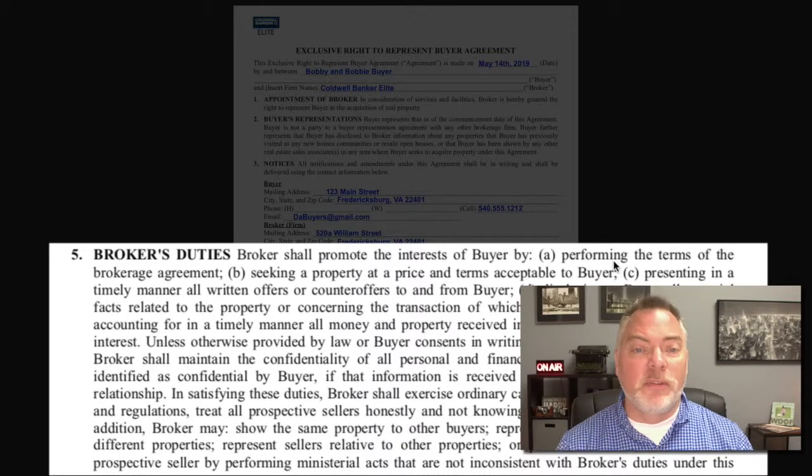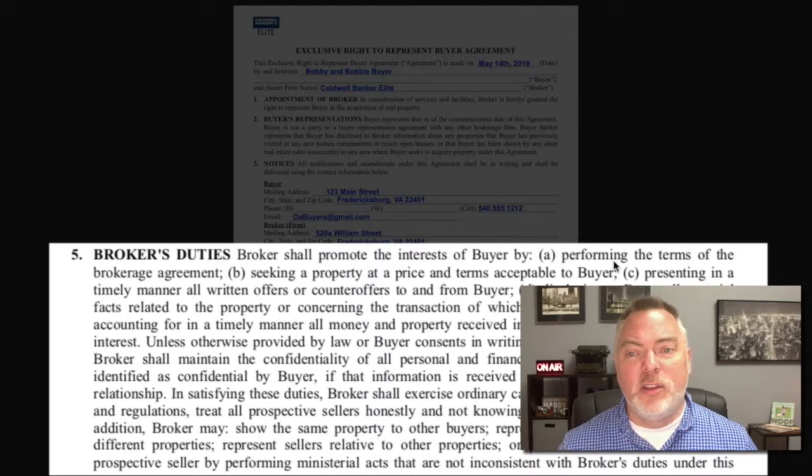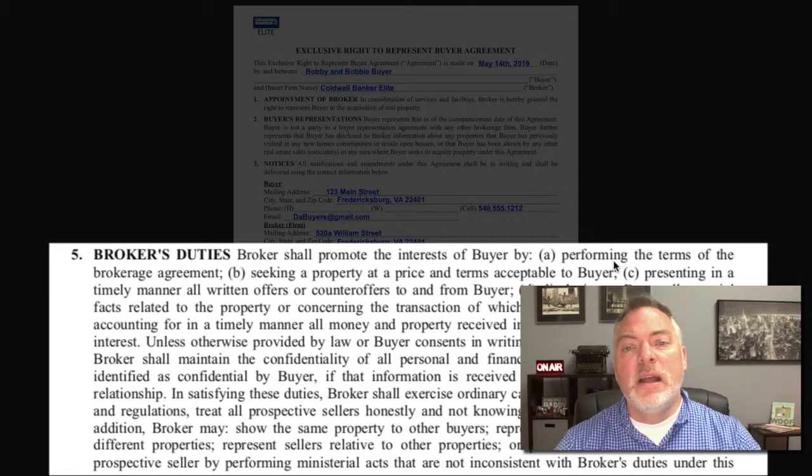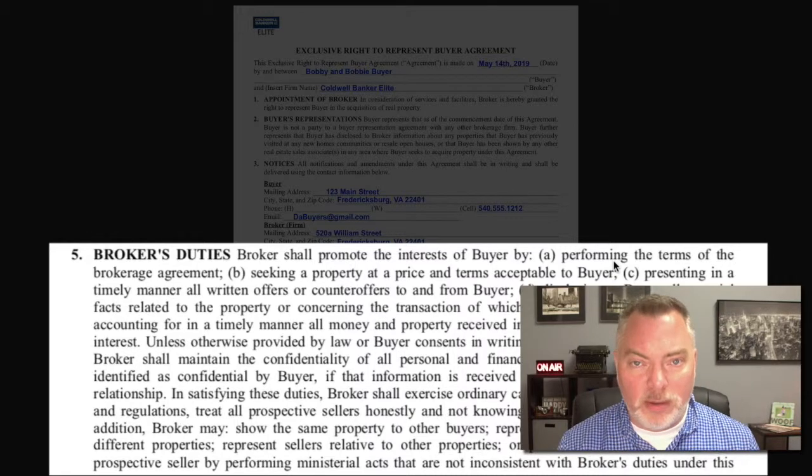Mr. Buyer, Mrs. Buyer, we're going to be looking for homes in this price range and for this area. And I am not going to take you to homes that are more than what you feel comfortable paying for. I'm not going to take you to homes that don't meet your criteria. I'm only going to be searching for the homes that meet what you tell me to meet and what you're qualified for.